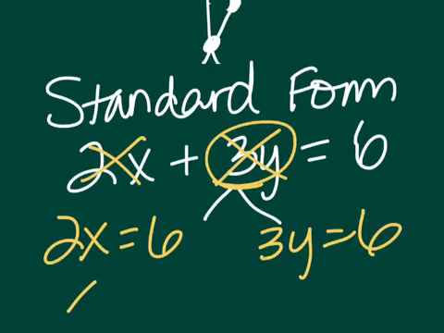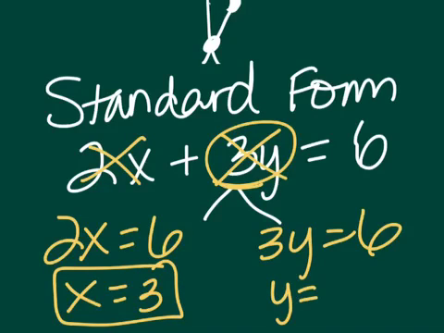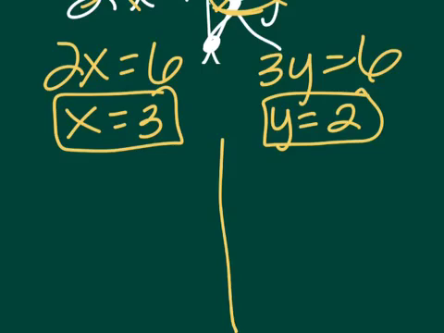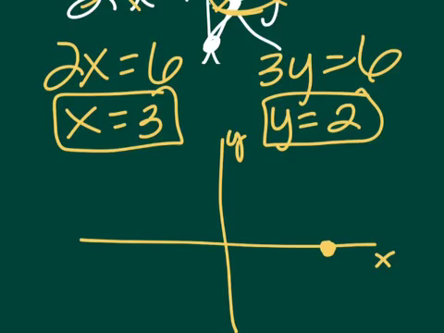So 2 times 3 gives us 6, so our x-intercept for this graph would be at 3, and our y-intercept would be at 2. So now when we go ahead and graph that, our x-intercept will always be on the x-axis, our y-intercept will always be on the y-axis. So our x-intercept is at 3. Out here, 1, 2, 3. And our y-intercept would be at 2. So we go up 1, 2. And there's our line.